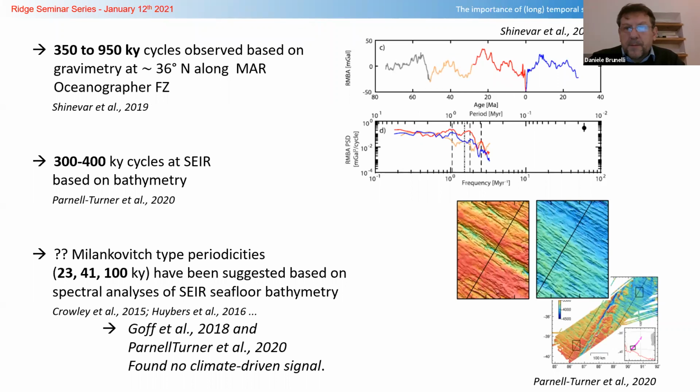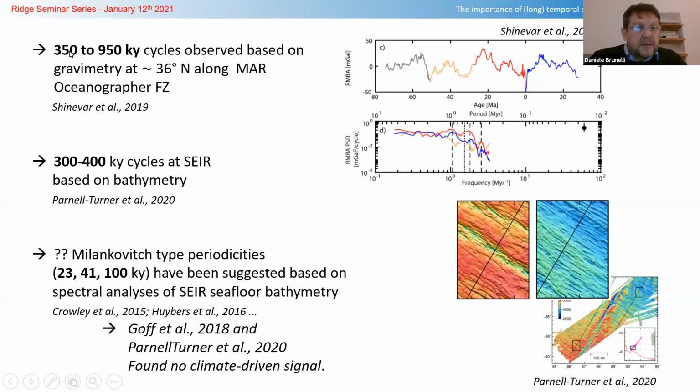So other higher frequency cycles have been observed recently by Shinevar et al. in 2018, in a long section, 1400 kilometers long, running at 36 degrees north along the Mid-Atlantic Ridge. And he observed that a certain cyclicity can be derived from the measured RMBA and the inverted crustal thickness.